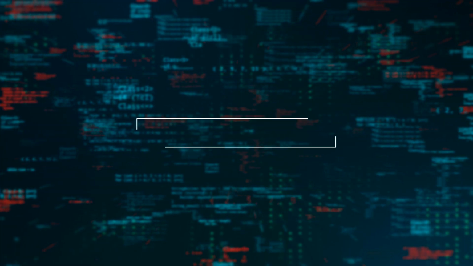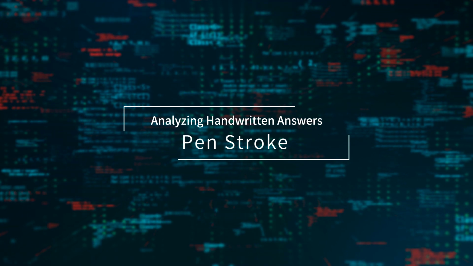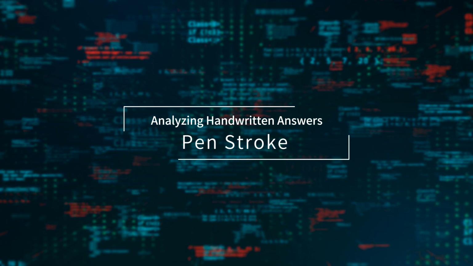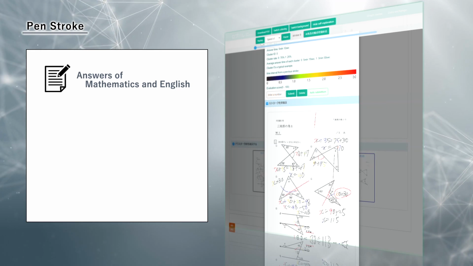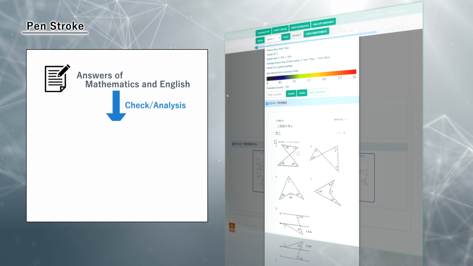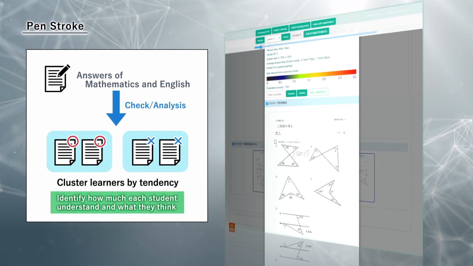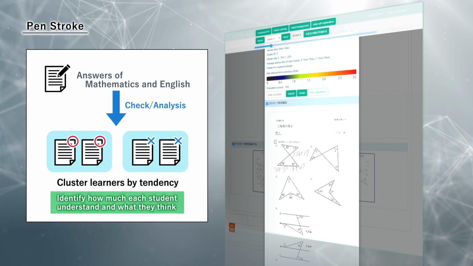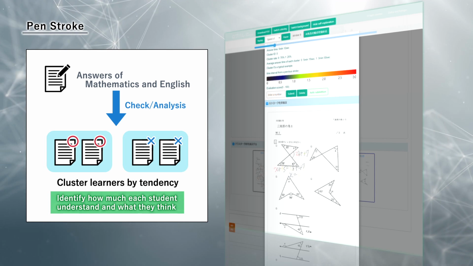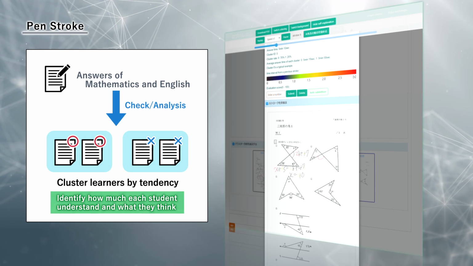The second function is pen stroke analysis of handwritten answers. The pen stroke analysis function can inspect learners' handwritten answers for mathematics or English and can automatically categorize their stuck points. Using this, teachers can identify how much each student understands and their thought process.